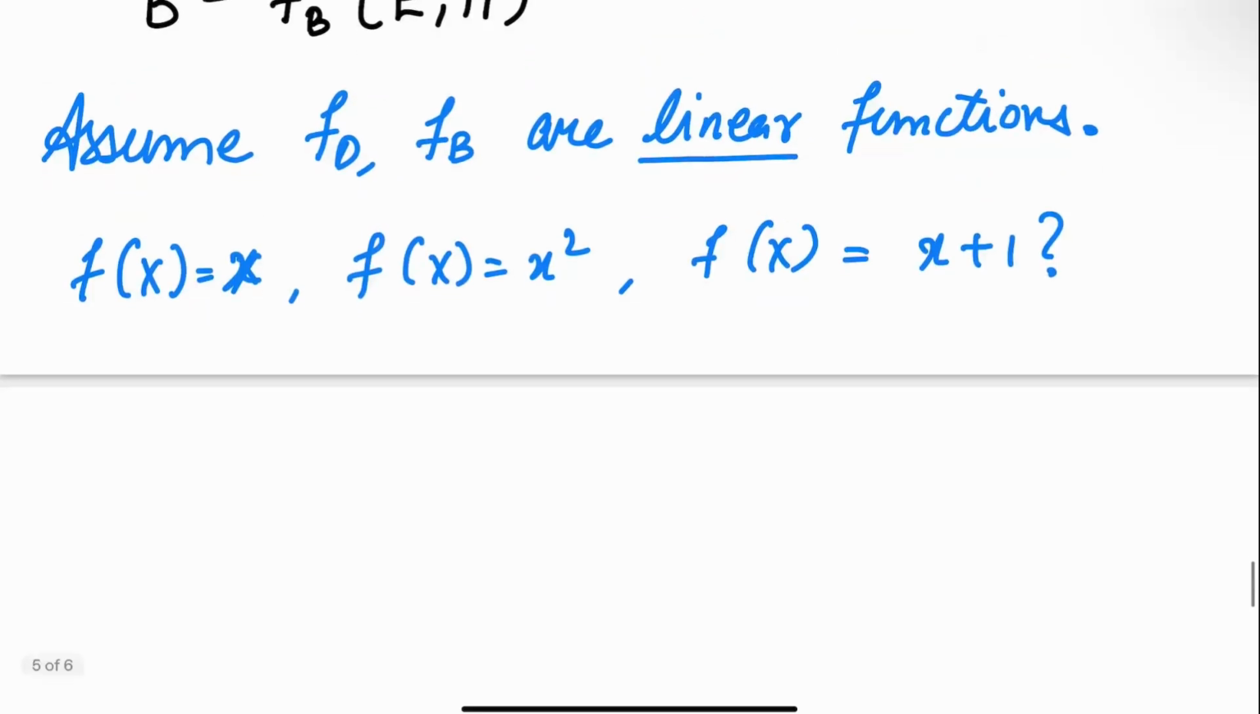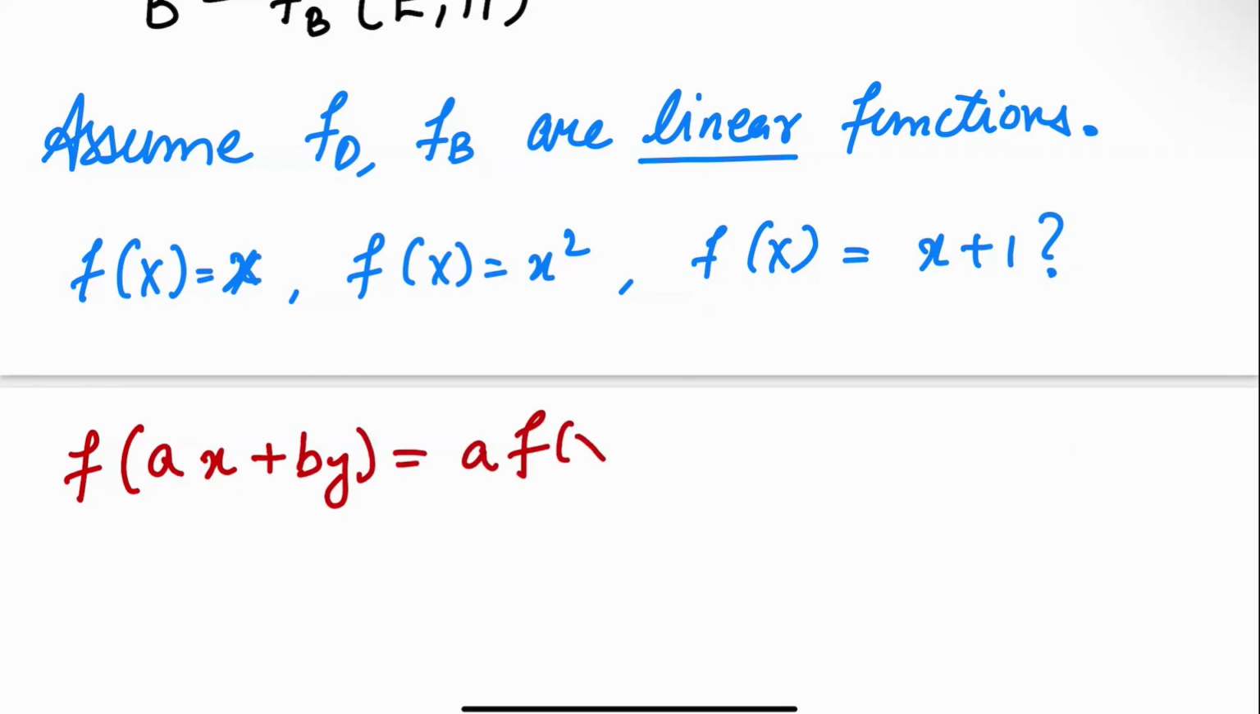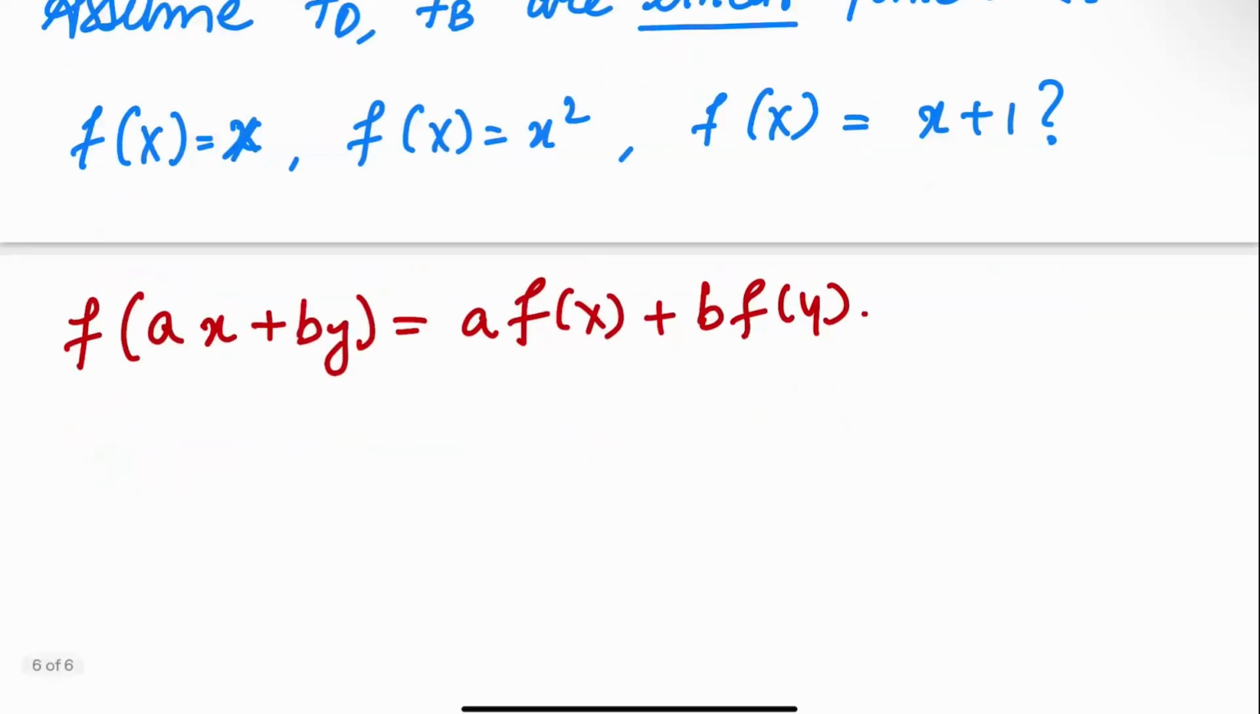So what's the definition of linear? If I have some function f of x, then f of ax plus by is a times f of x plus b times f of y. So you can apply superposition essentially, that's what it means.